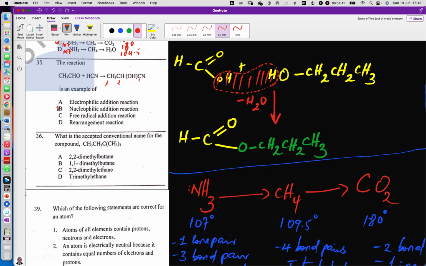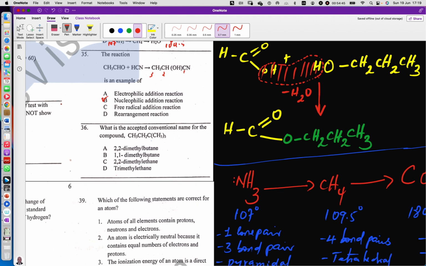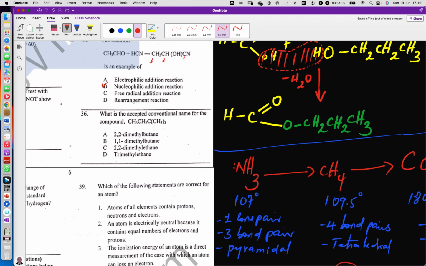Is B. Question number 36. We need to find time. Question number 36. For question number 36: What is the accepted conventional name for this compound?